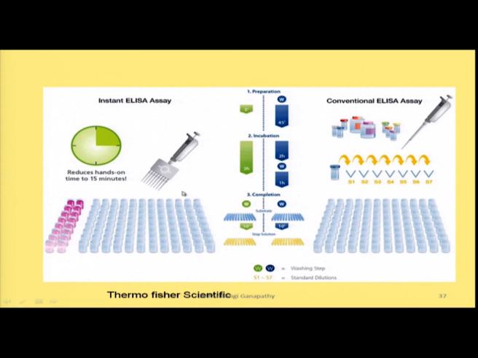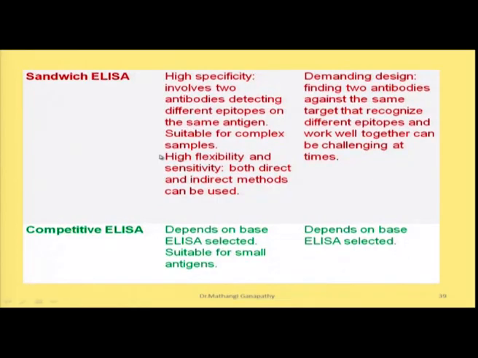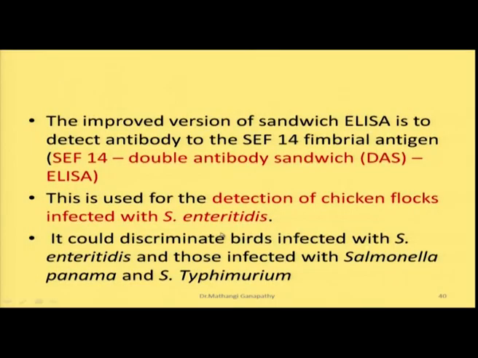This is the indirect ELISA and the conventional typical direct ELISA method. Now, sandwich ELISA. Sandwich ELISA is highly specific. It involves two antibodies, but the disadvantage is you need to design two antibodies against the same target that recognize different epitopes, which will take time, and this sometimes might not work perfectly. In the case of competitive ELISA, this depends upon the base ELISA. This is suitable for very small antigens.